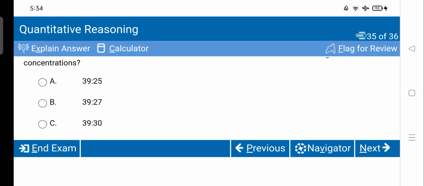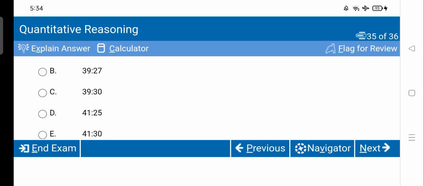Option A, 39:25. Option B, 39:27. Option C, 39:30. Option D, 41:25. Option E, 41:30.